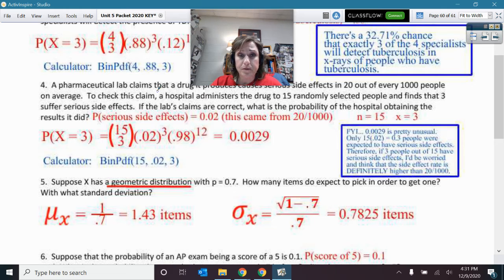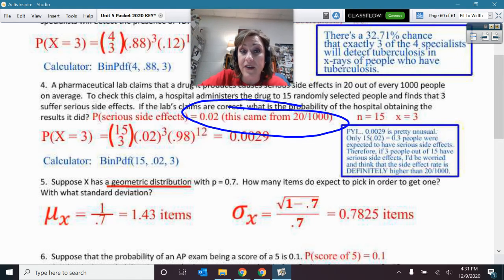So here's what we have. That wasn't very likely to have that many, because you know what? If we did n times p, so 15 times 0.02, only 0.3, a third of a person on average, should be having serious side effects. This is way, way more. This is way high. So I think we have evidence to dispute this claim.